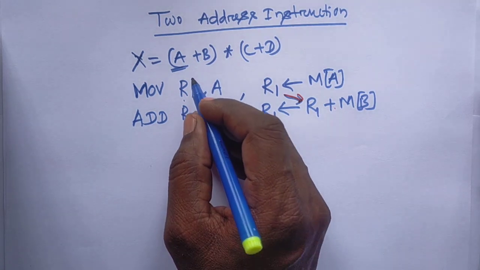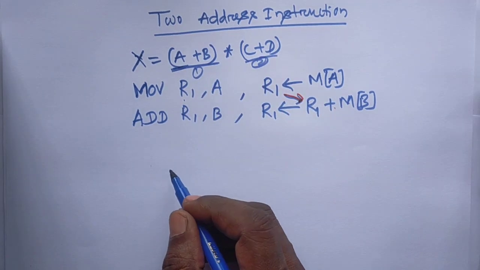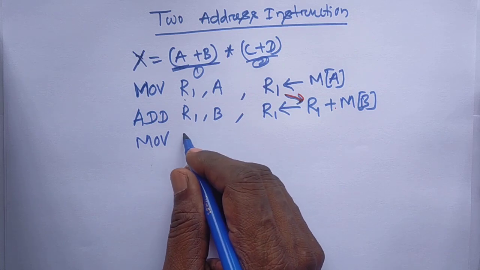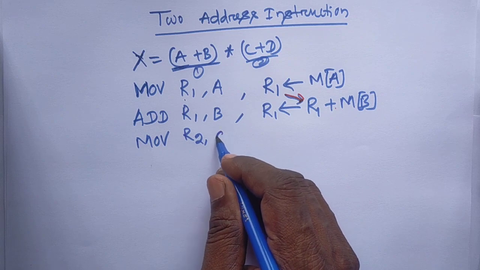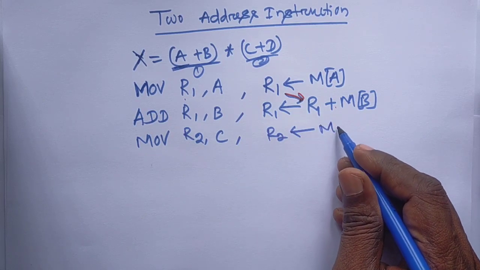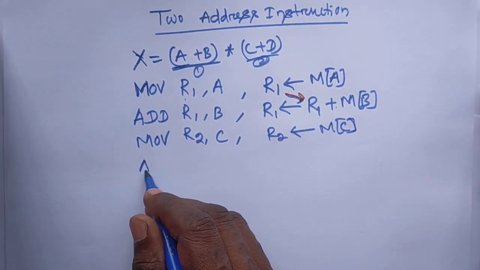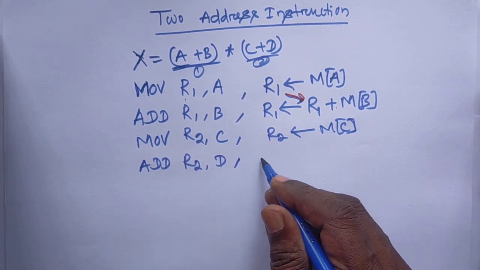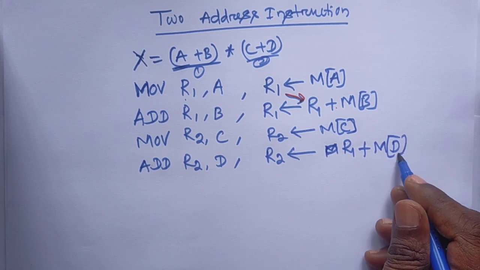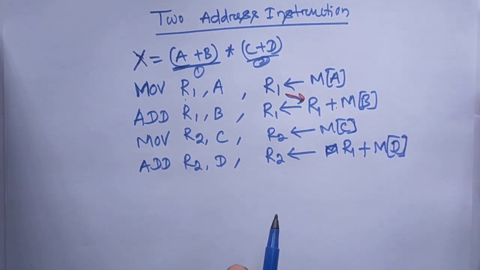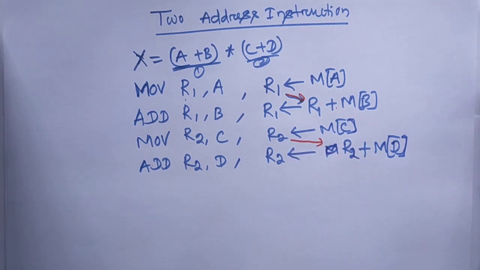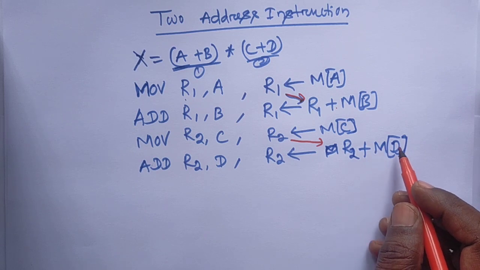So one part is over. Similarly, the second part: MOV R2, C, so R2 contains M[C]. Then ADD R2, D. Now R2 = R2 + M[D], so R2 contains M[C] plus M[D].